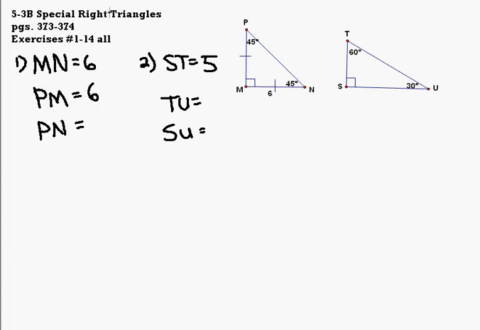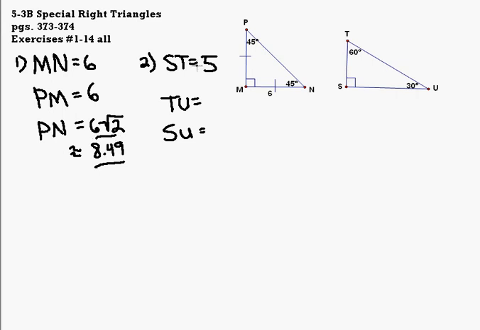PN, which is the hypotenuse of this right triangle, is basically taking the leg and multiplying that by the square root of 2. So we go 6 square root of 2. That's in radical form. If I were to calculate the approximate decimal representation of that, I would go 6 times the square root of 2, which turns out to be 8.49. So PN would be approximately 8.49. That's problem number 1.